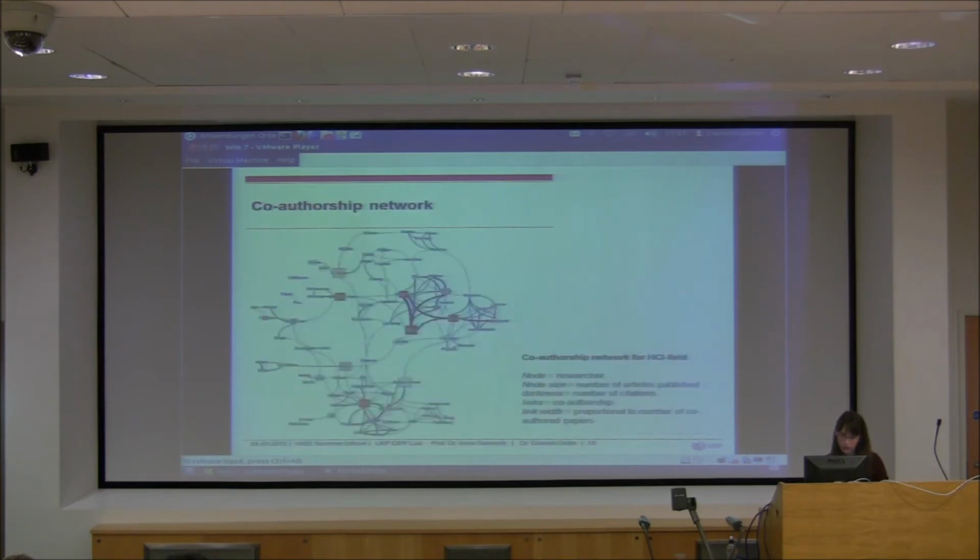The second example is one that shows you the co-authorship network of the HCI field. In this case, each node represents a researcher, node size is the number of articles that this researcher published, the darkness is the number of citations, links are co-authorship, and link width is proportional to the number of co-authored papers that those 2 have. And you can now easily see the dark big ones are basically the key players of the field. I have to admit that I don't know which year this was generated from, but in this case it's McKinley, Card, Robertson that are quite big here. We have Schneiderman here.